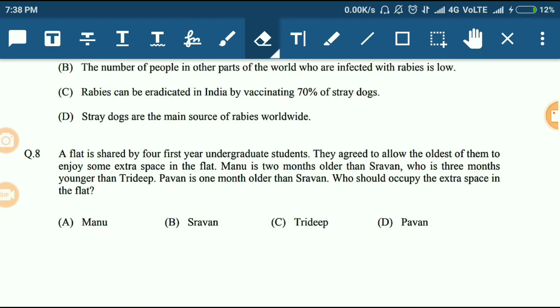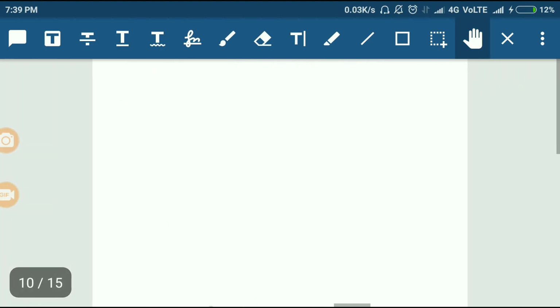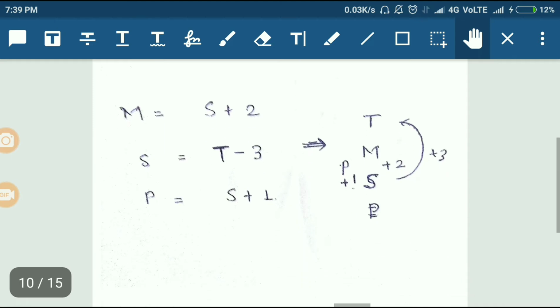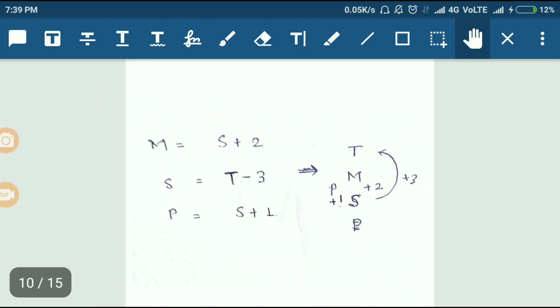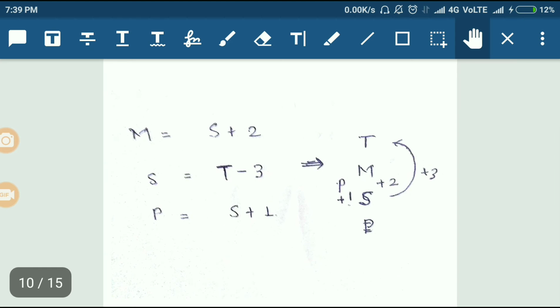So as I have already stated, we should make a habit of writing this in order. Who is 3 months younger than Trideep? Pawan is a month older than Shravan, who should occupy extra space in the flat? If we are able to arrange these people in their order of ages, we'll be able to easily solve this question. According to the given sentences, I have already stated the equations over here.